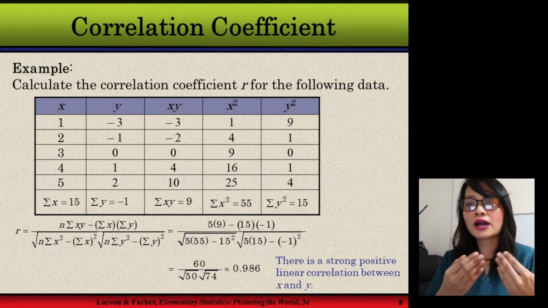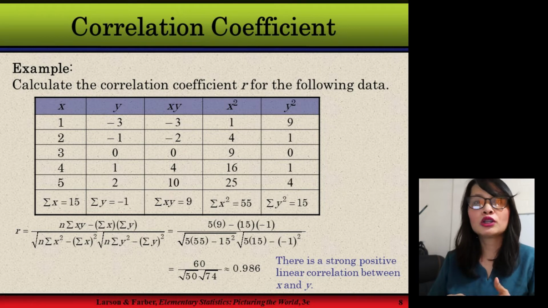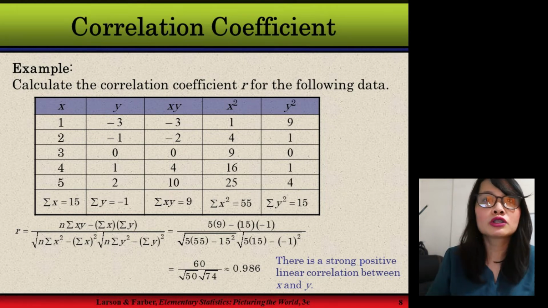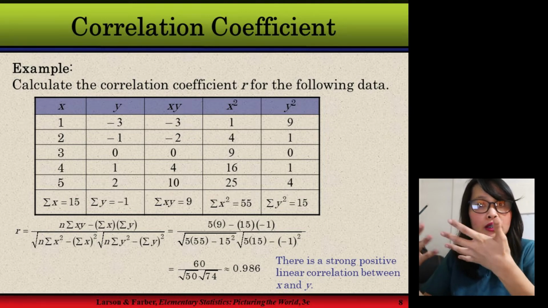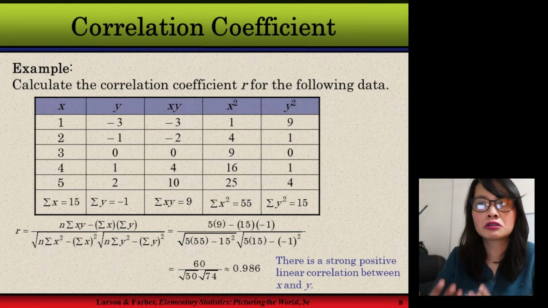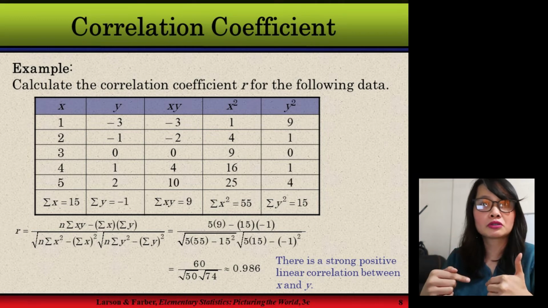So we do have 5 multiplied by 9. Okay, how do you get 5? When we say n, you're referring to the number of sample size. Okay, it's a sample size. N is equal to the sample size. Okay, so how many elements do you have? So 1, 2, 3, 4, 5. So there are 5. So that is your n.